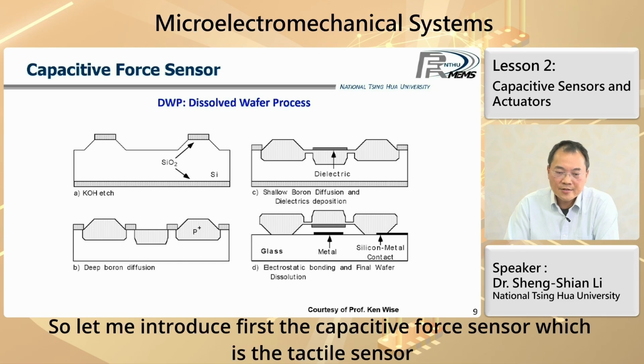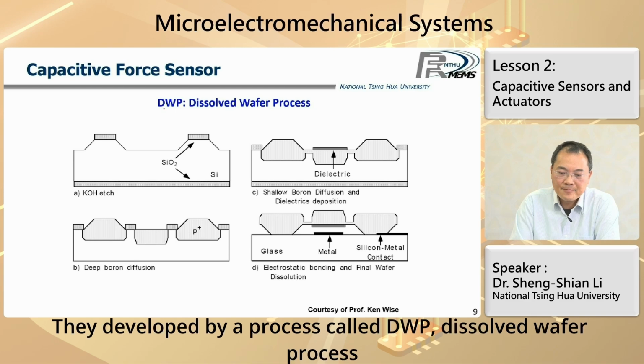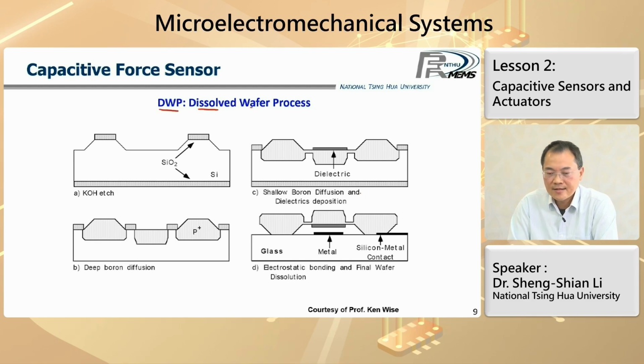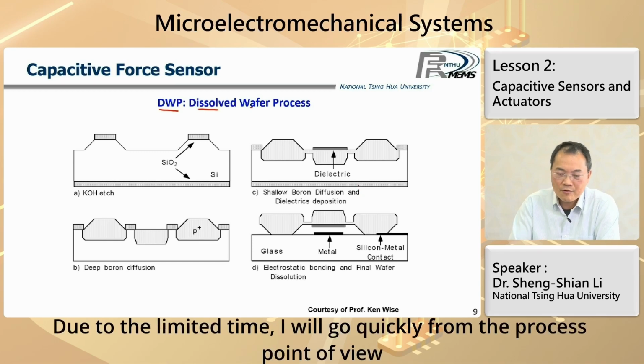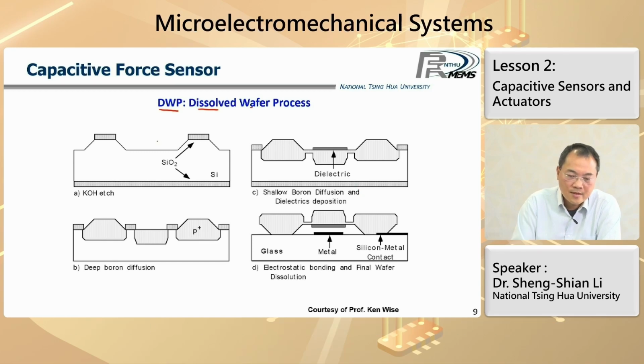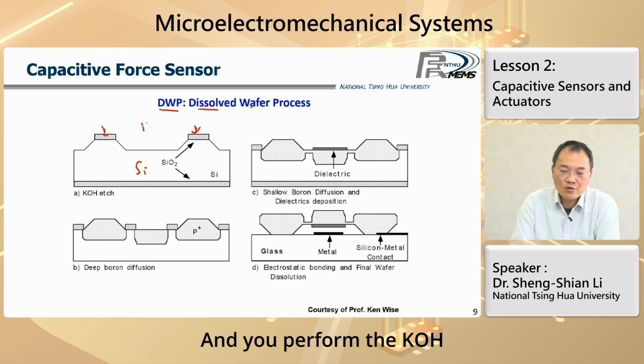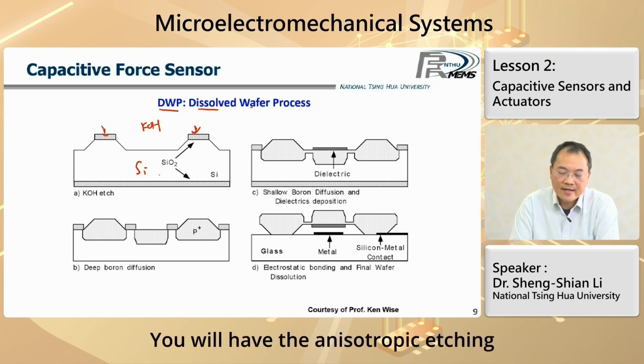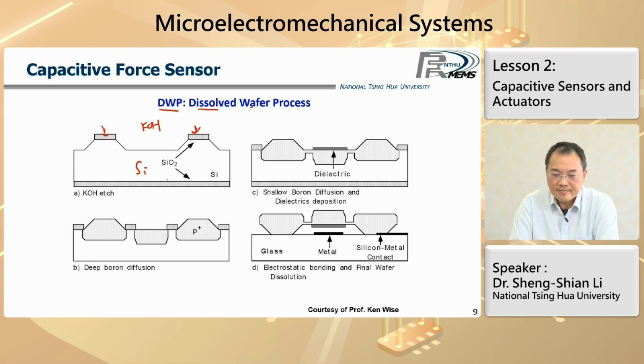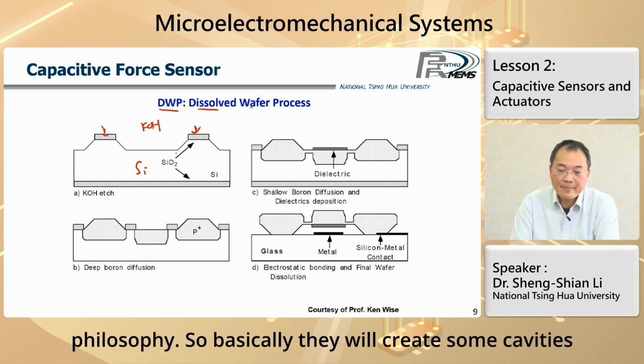So let me first introduce the capacitive force sensor, which is a tactile sensor. They were developed by a process called DWP, the dissolved wafer process. Due to the limited time, I will go quickly through the process. You start with the silicon wafer. You can have a hard mask on top, right? And you perform KOH wet etching. It will have anisotropic etching, using orientation-dependent etching. So basically, they will create some cavities.